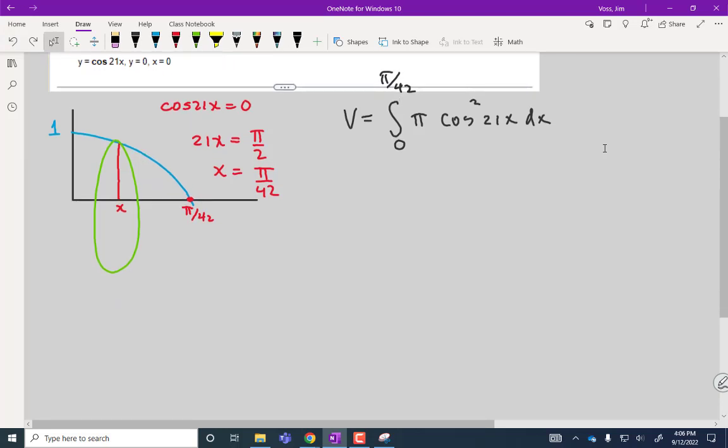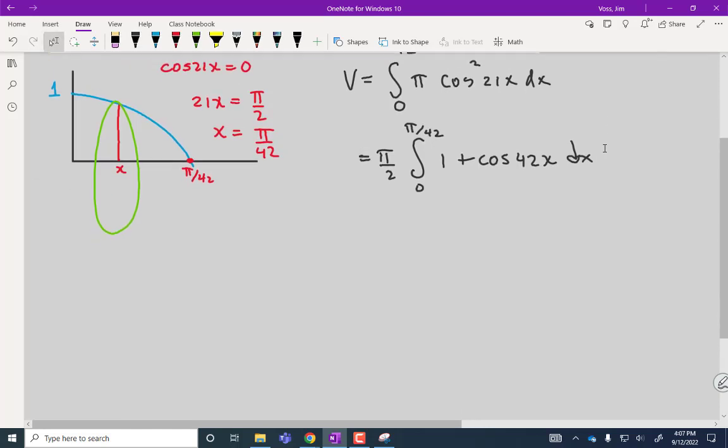Okay, so here's where we do have to use a power reduction identity. So we're going to reduce the power. So that's going to be 1 plus cosine of twice the angle, divided by 2. Let's put it out there. So that'll be our integrand. And that's easy to integrate.